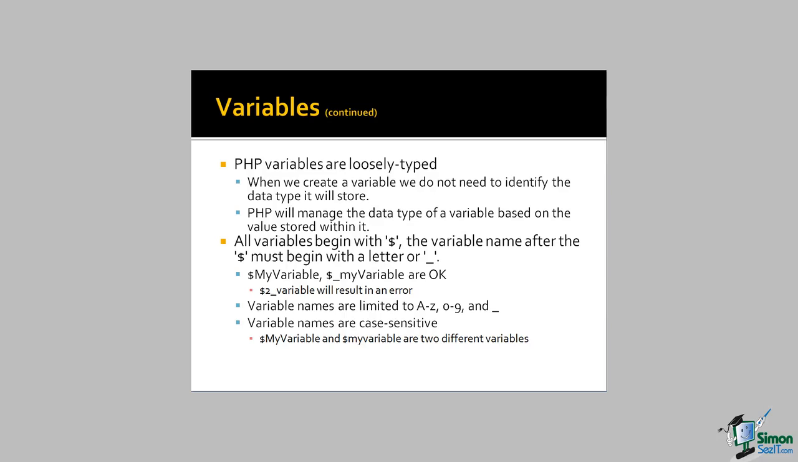So for example, the variable named $2variable is not allowed. It will generate an error because it begins with a number. And the names of the variables are limited to the characters A through Z, the numbers 0 through 9, although they cannot begin with the numbers 0 through 9, and the underscore. And it's important to remember that variable names are case sensitive. So uppercase and lowercase mixed in the variable name results in two different variables because they will have two different names based on the upper and the lowercase.